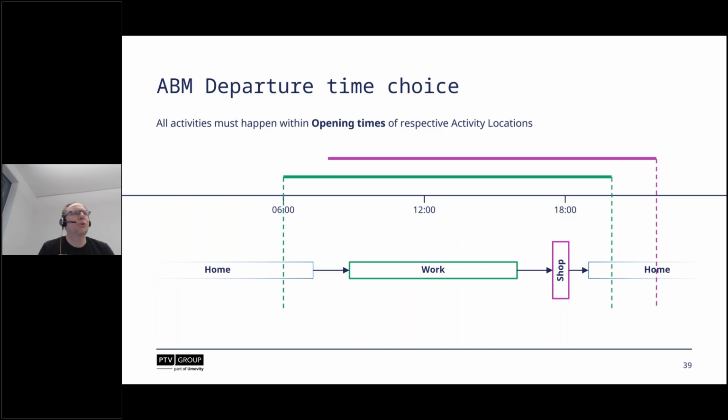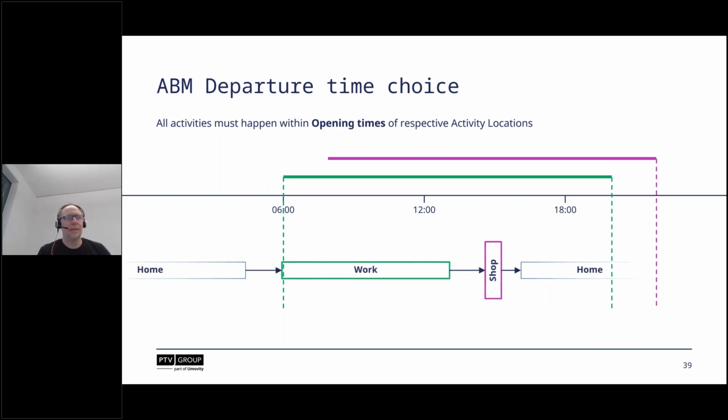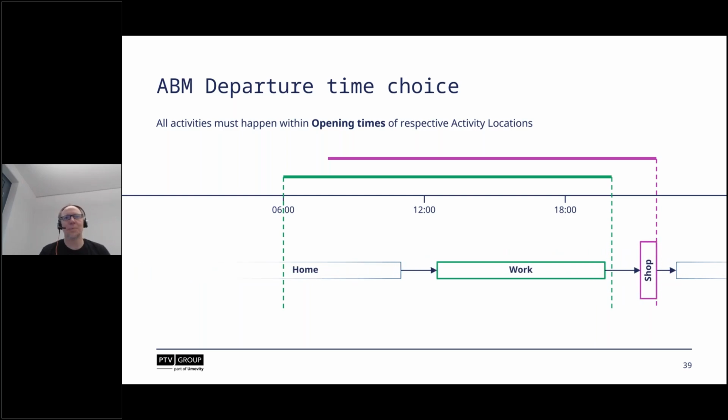This departure time choice, of course, needs to be restrained to certain restrictions, in particular to when people can work or when people can shop. You don't want people to shop at midnight if shops are not open at midnight in your area. And therefore, the procedure respects defined opening times for the activity locations, so that there's really control to how the times can be selected by the procedure.